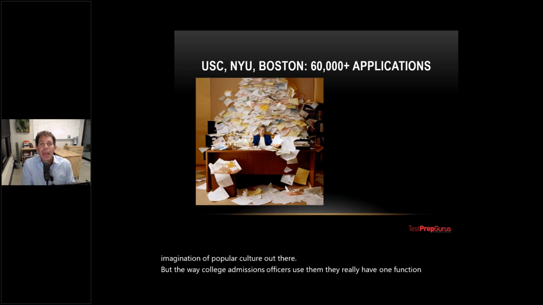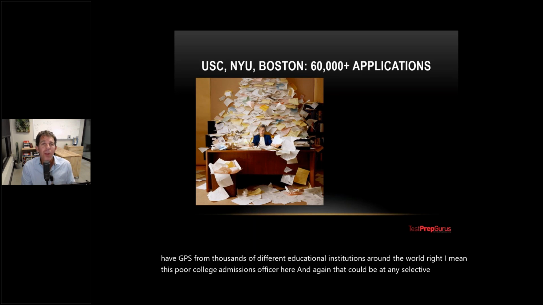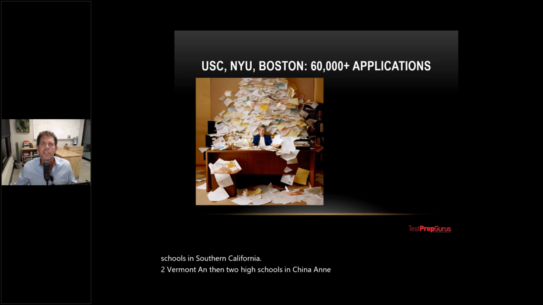It's that you have GPAs from thousands of different educational institutions around the world, right? I mean, this poor college admissions officer here, and that could be at any selective school, is being asked to compare the high school GPAs, which they know is a good marker of somebody's academic potential. They're being asked to compare those GPAs from high schools in Southern California to Vermont, and then to high schools in China and high schools in London. And there's no way that admissions officer could know every single high school that is out there.